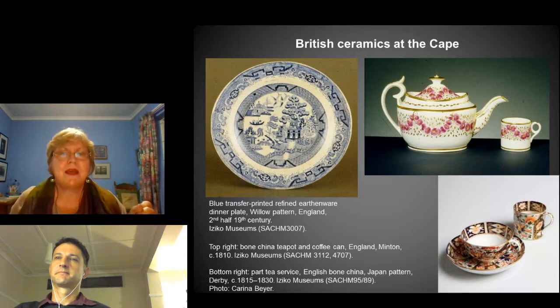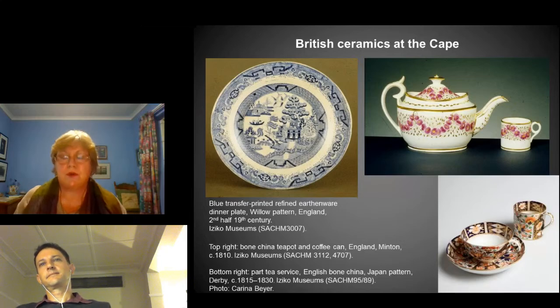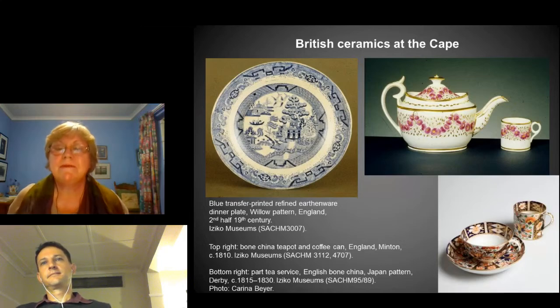pot and coffee can is made of bone china, and all British porcelain, in fact, after 1815, was made of bone china. It was developed at the end of the 18th century and was made of a mixture of porcelain clay and porcelain stone, and it had a percentage of animal or cattle bone ash, which allowed for the creation of a white, translucent, and strong porcelain body.